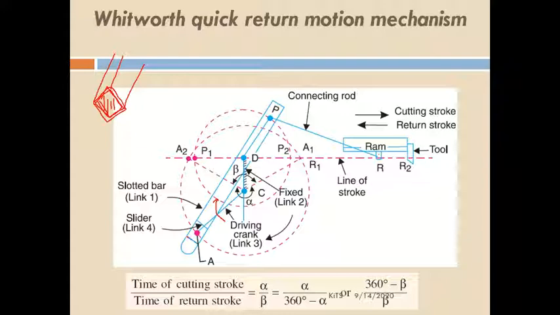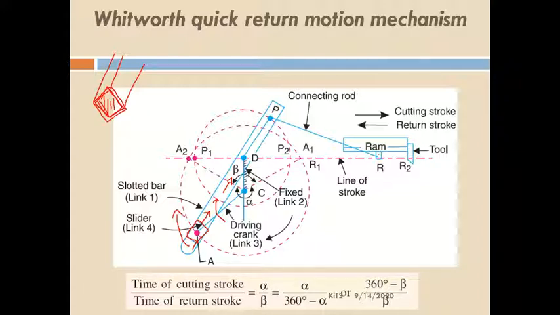When the crank rotates, the slider will also try to rotate along with the crank, but it is fixed inside the slotted bar, so it cannot rotate. Instead, it will slide inside the slotted bar like this. So when it slides, this portion will try to rotate or oscillate.